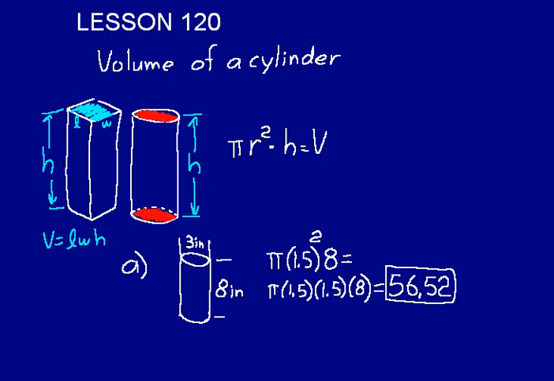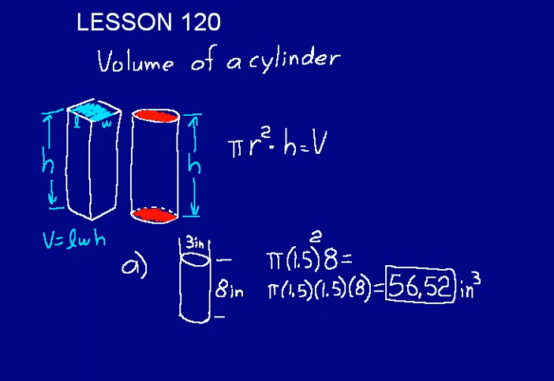Now, that's the number part of our problem. Our units are inches here, so we need to write inches cubed. Remember, we did inches times inches times inches for that problem. Volume is always in length cubed, and so that's part of that problem. Half of the credit on that problem goes to writing the units down. 56.52 inches cubed is the volume of that cylinder.